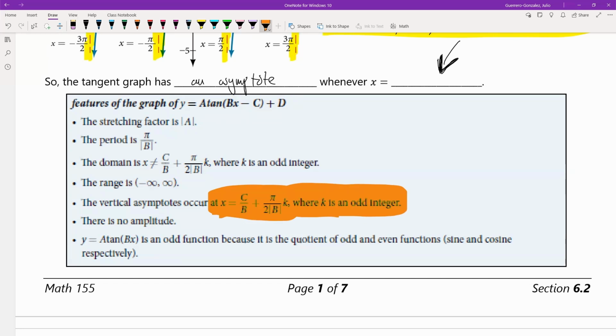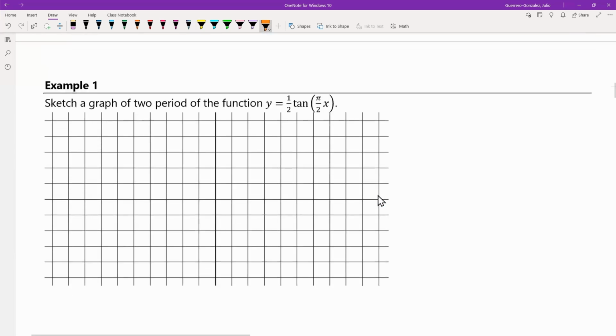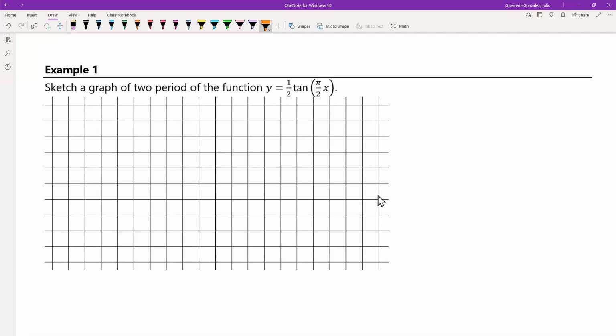This right here is going to give us the graph without needing to graph it on a graphing calculator. So what do I mean by that? Let me scroll down, and let's say I wanted to graph this right here. I want to graph 2 periods of this. I'm going to use that equation that was up above, the vertical asymptote, to find them all.